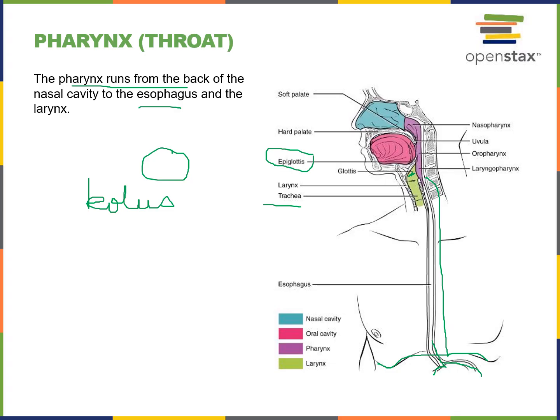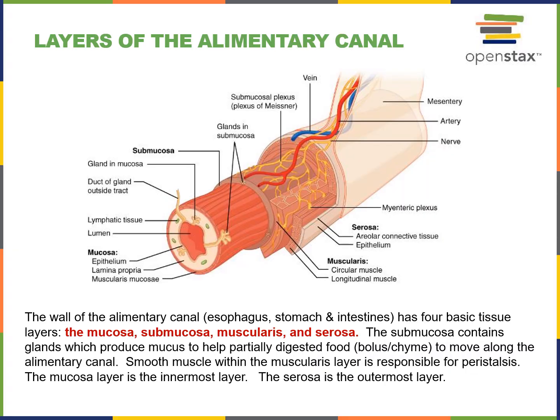So the food needs to move from the oropharynx to the laryngopharynx, because the pharynx is a region that's shared between the respiratory and digestive system, right? And the glottis, which is the opening to the trachea, needs to be closed off so the food does not go down there.